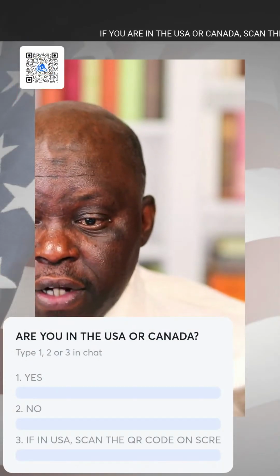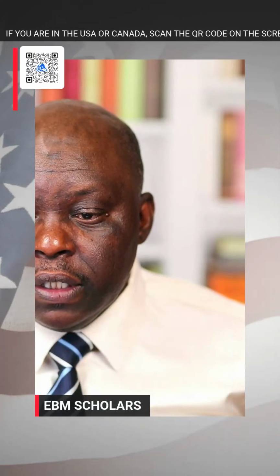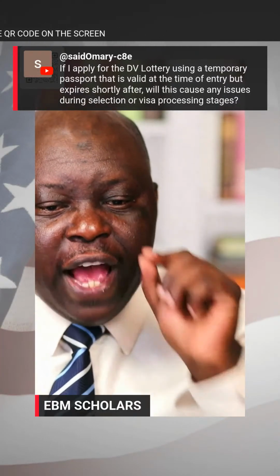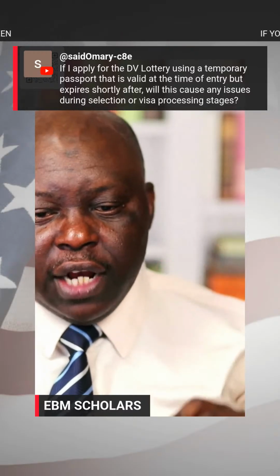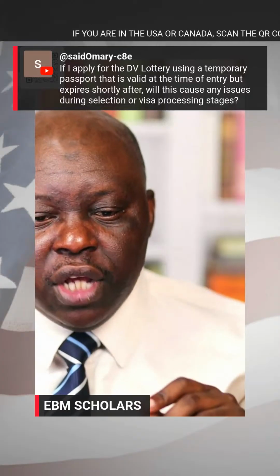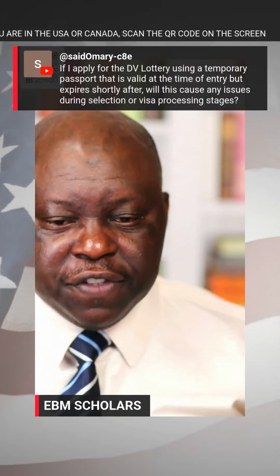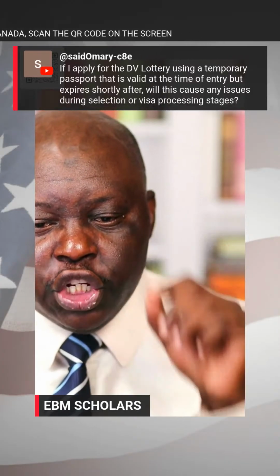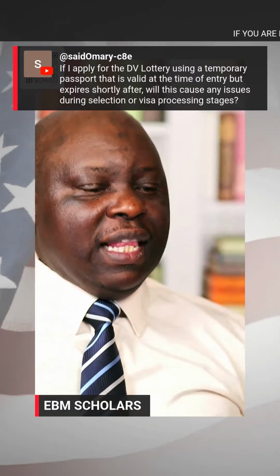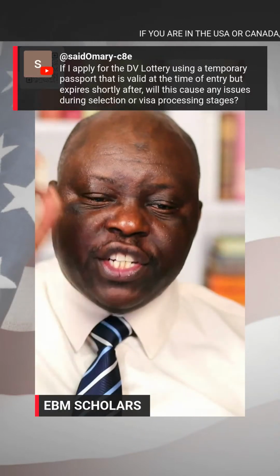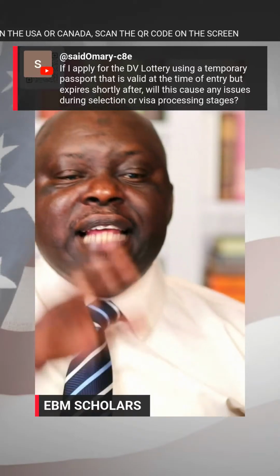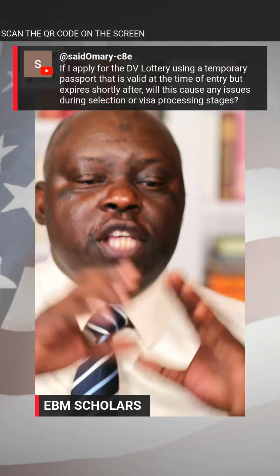Okay, let me find another question. If I apply for the diversity visa lottery using a temporary passport that is valid at the time of entry but expires shortly after, will this cause any issues during the selection or visa processing later? That is a very good question. I usually tell people a passport is required at the time of application. It doesn't matter whether it's a temporary passport or a passport book.